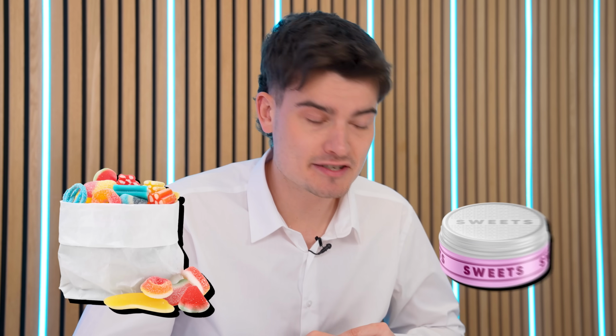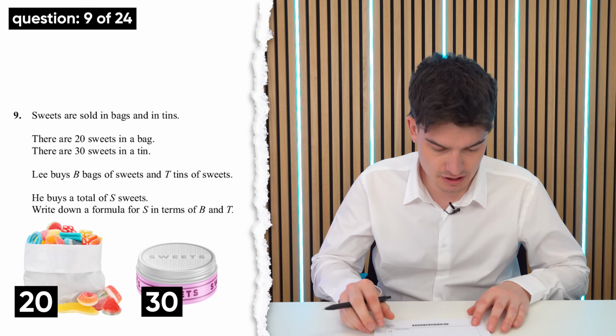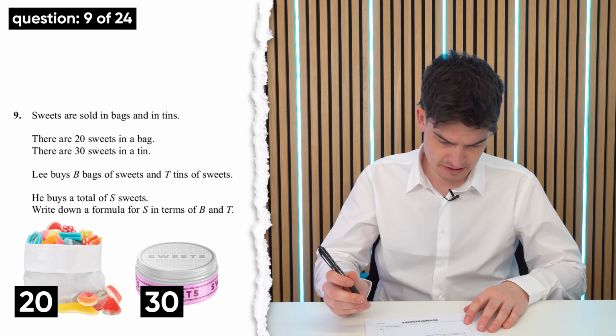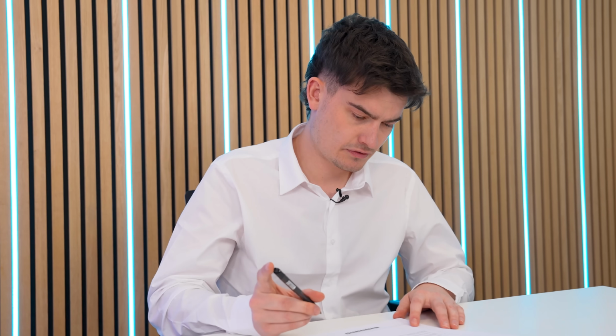Yes! So, sweets are sold in bags and in tins. There are 20 sweets in a bag, 30 sweets in a tin. Lee buys B bags of sweets and T tins of sweets. He buys a total of S sweets. Okay. Write down a formula for S in terms of B and T.